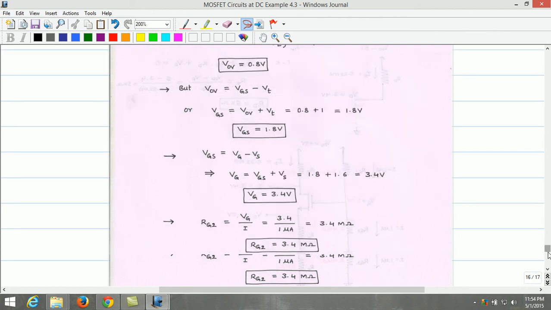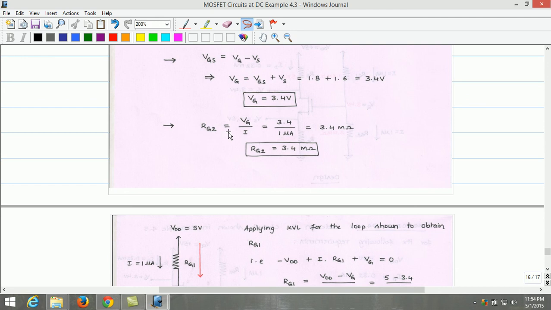Now, we can determine Rg2 by using this equation. Rg2 is equal to VG by I. VG is 3.4 volt. I is 1 microampere. The current flowing through Rg1 and Rg2 is 1 microampere. Therefore, Rg2 is 3.4 mega ohm.